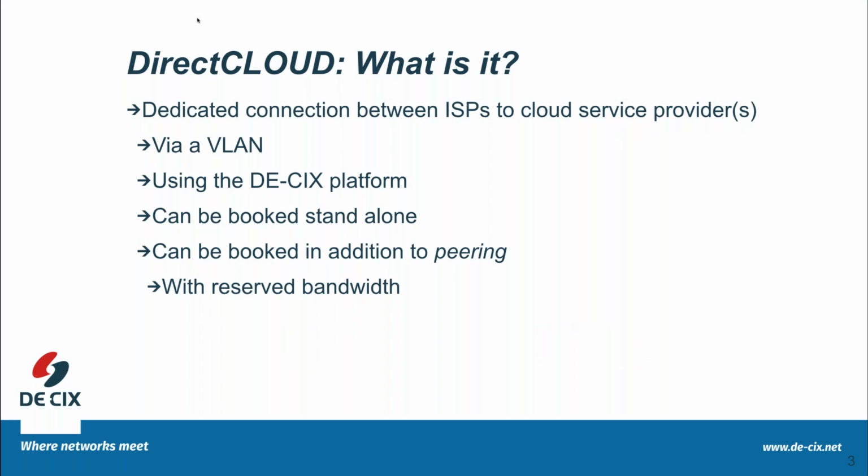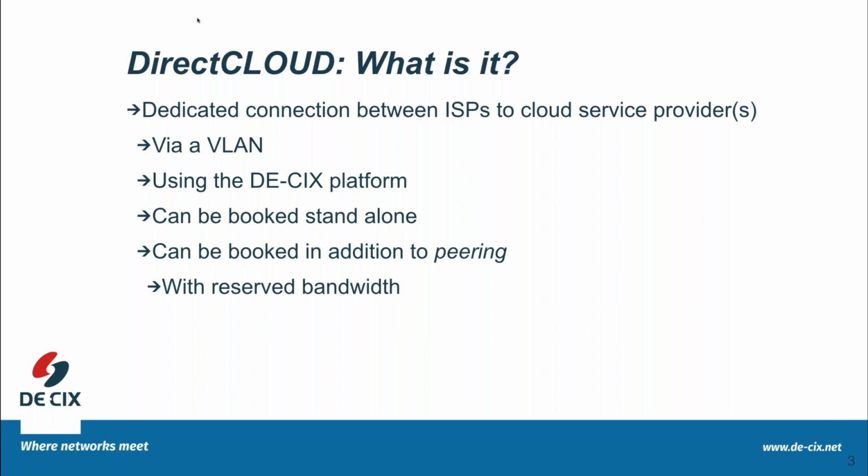We are using a dedicated VLAN for each end customer who wants to connect to a cloud provider. This VLAN service, this direct cloud service, can be booked standalone. So to connect to a cloud provider of your choice, you do not have to participate in peering. You can simply book it on its own over your ISP, which of course must be connected to DE-CIX. But if you are peering, of course, you can also book it in addition to your existing peering service.